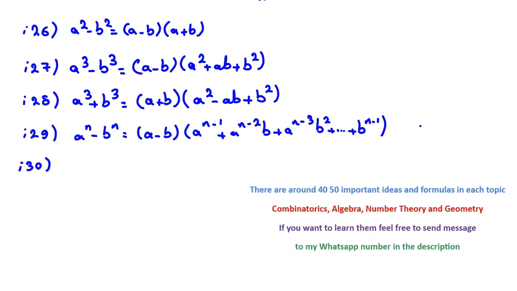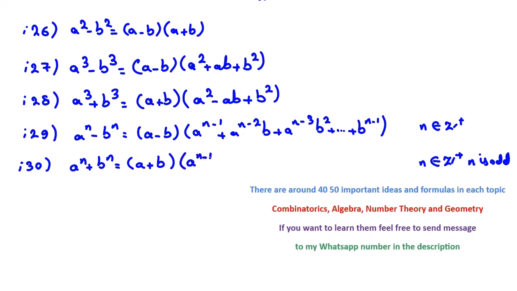Idea 30 is for when n is a positive integer. For a^n plus b^n, as you can see, if you want to factorize by a plus b, it is only correct for 3, not 2. So it's for n a positive integer and n odd. Then it will be a^(n-1) minus a^(n-2)b plus a^(n-3)b squared, alternating signs, and the last one will be plus b^(n-1).